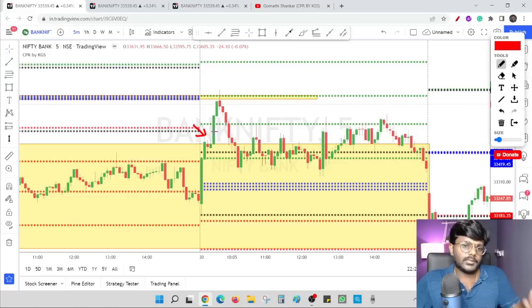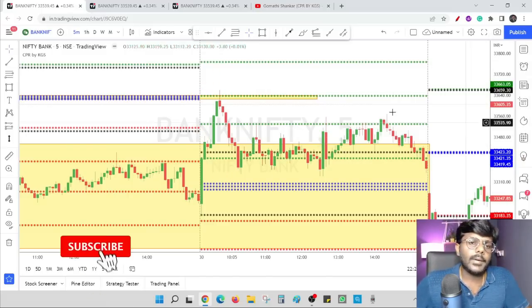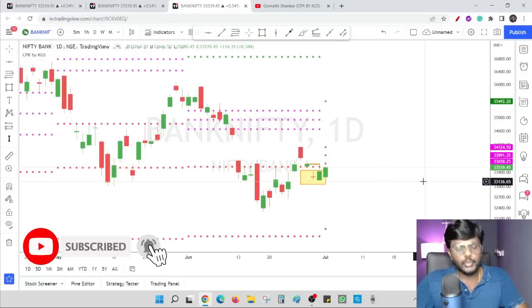So on this particular day, are you taking a long position because the prices are above weekly and daily CPR? Yes, that is a right trade. Are you taking a short position based on Virgin CPR? Yes, that is also a right trade. Are you taking a short position when R1 previous day high is broken? Yes, that is also a right trade. All right. So this is what happened in Bank Nifty in the month of June.